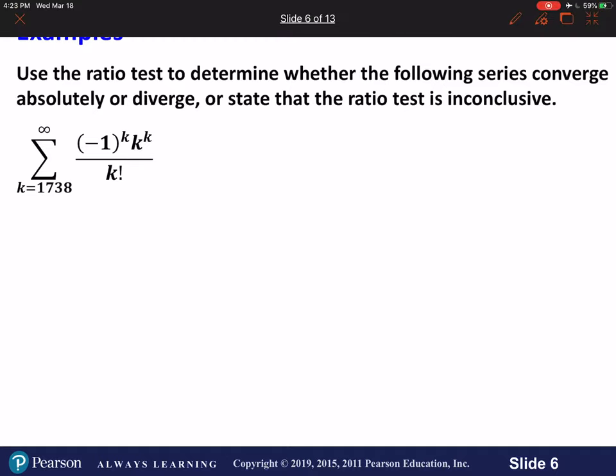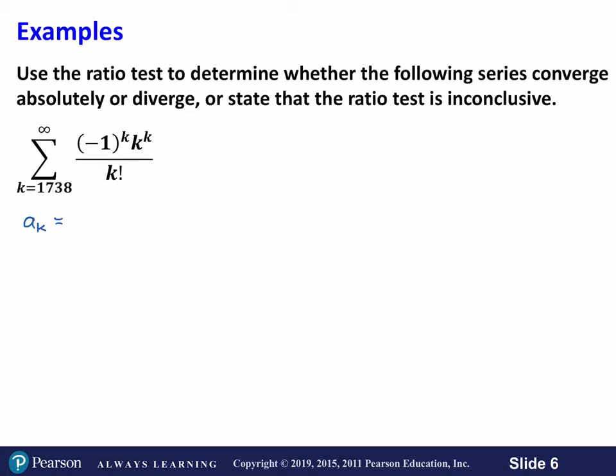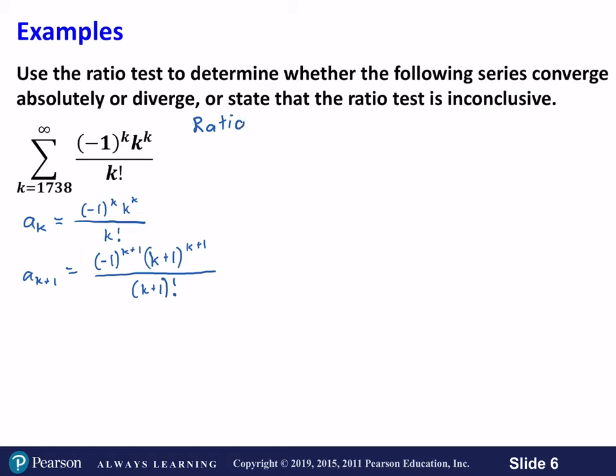So let's define a_k as negative 1 to the k times k to the k all over k factorial. Then a_(k+1) is equal to negative 1 to the k plus 1 times k plus 1 to the k plus 1 divided by k plus 1 factorial. Once again, we're using the ratio test. And we're going to take this same limit. Let me define it to be r. r is equal to the limit as k approaches infinity of the absolute value of a_(k+1) over a_k.